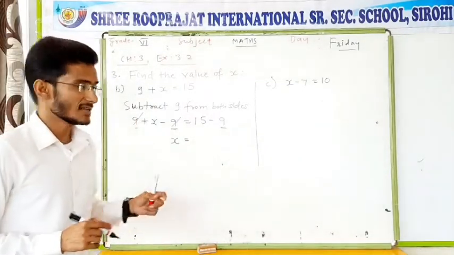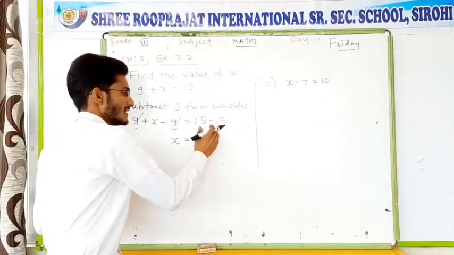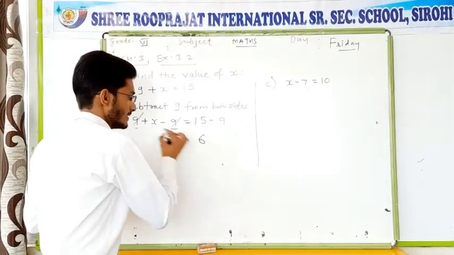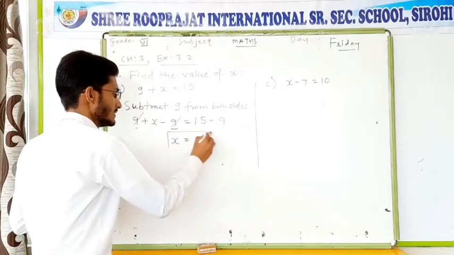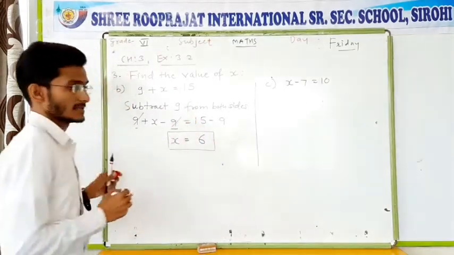Now if you solve the right hand side, 15 minus 9, you will get a 6. So simply the value of x is 6.